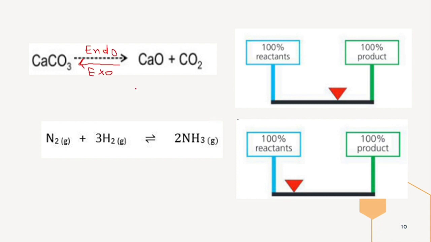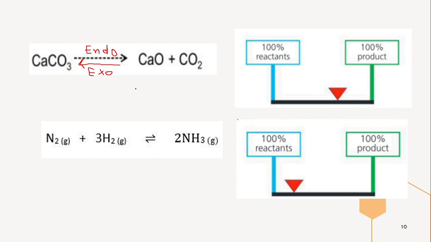Here we have another example of calcium carbonate, where the forward reaction is endothermic and the backward is exothermic. Okay, now when the forward reaction is endothermic, and if we are increasing the temperature, so by using the heat, the endothermic reaction will be favored and more of the products will be formed.